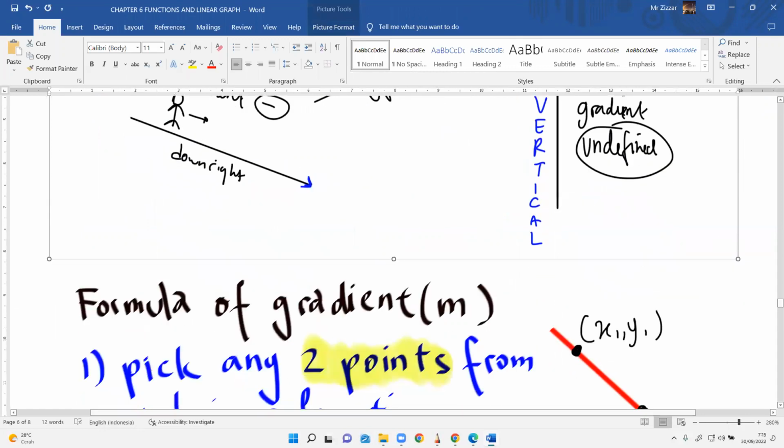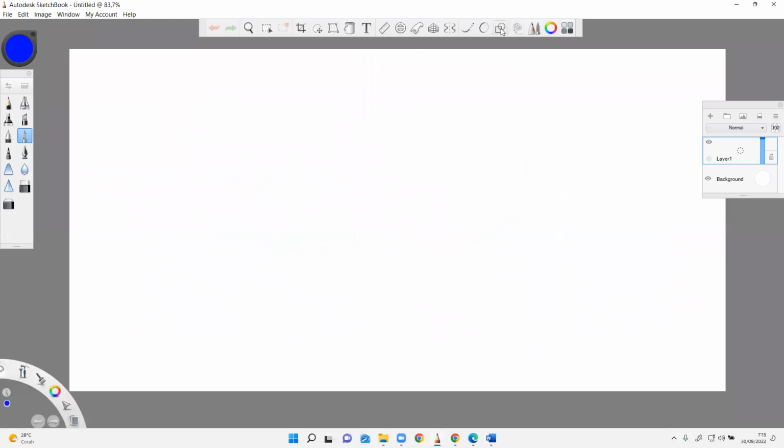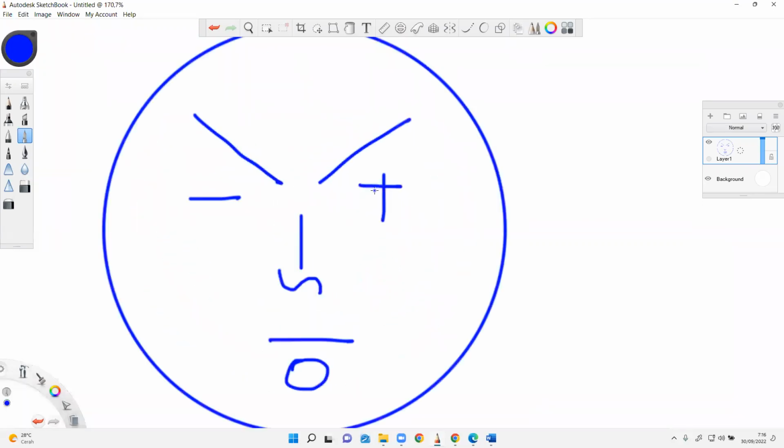Okay. Now the Altman says like this. I will give you the idea. I have a face of an old man, and then he's mad, and he shouts out. Hey, you know what it is? Yeah, that's it. So the line going down right is negative.